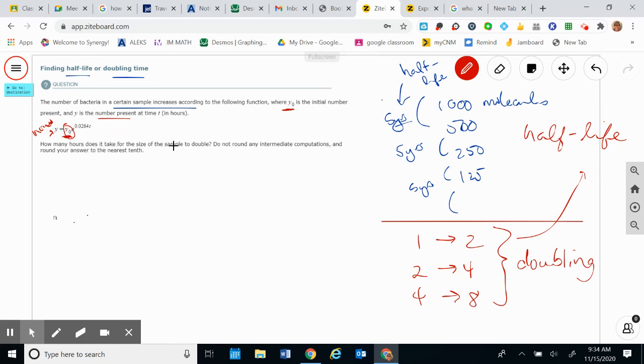How many hours does it take for the size of the sample to double? Okay, so interesting. We want y to be double. We'll come back to this. I just want you to pay attention to that for now. Do not round any intermediate computations and round your answer to the nearest tenth at the end, okay? So they didn't give you anything. What are you supposed to do?